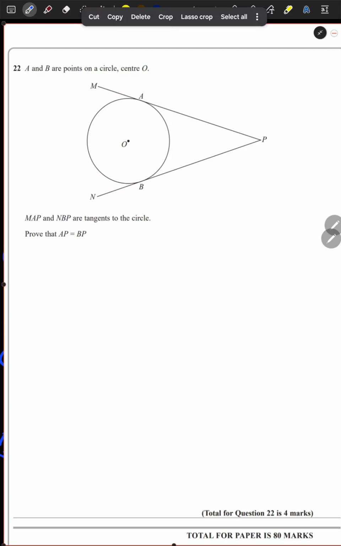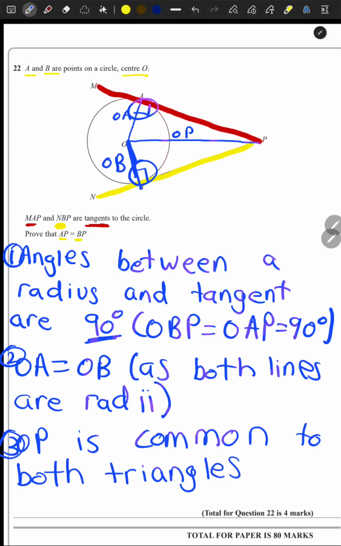What does our second proof show? It shows that both triangles have one side which is equal in length. In this case, OA and OB must both be equal in length because both of them are radii. Our final proof shows, just like the second, that both triangles have another side which is equal in length. In this case, it is OP, because this side is common to both triangles, so they have another side which is the same length.